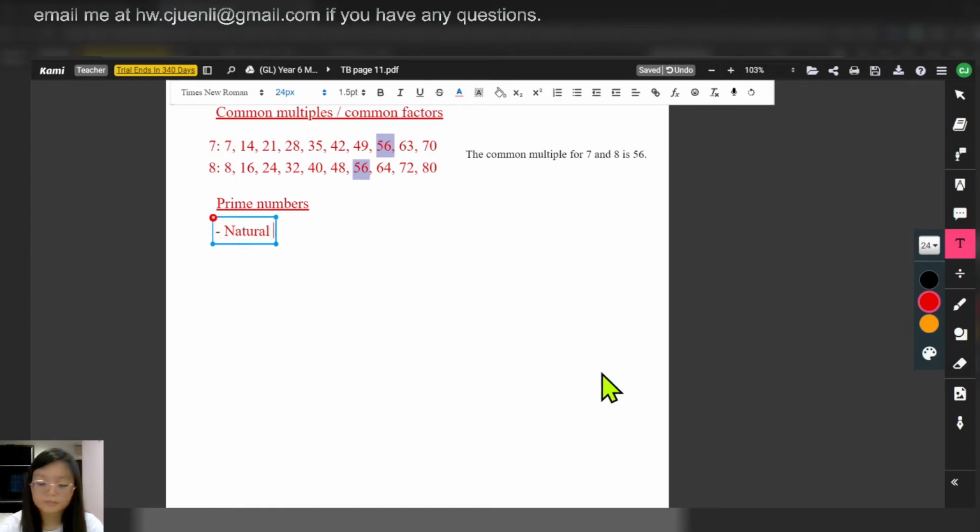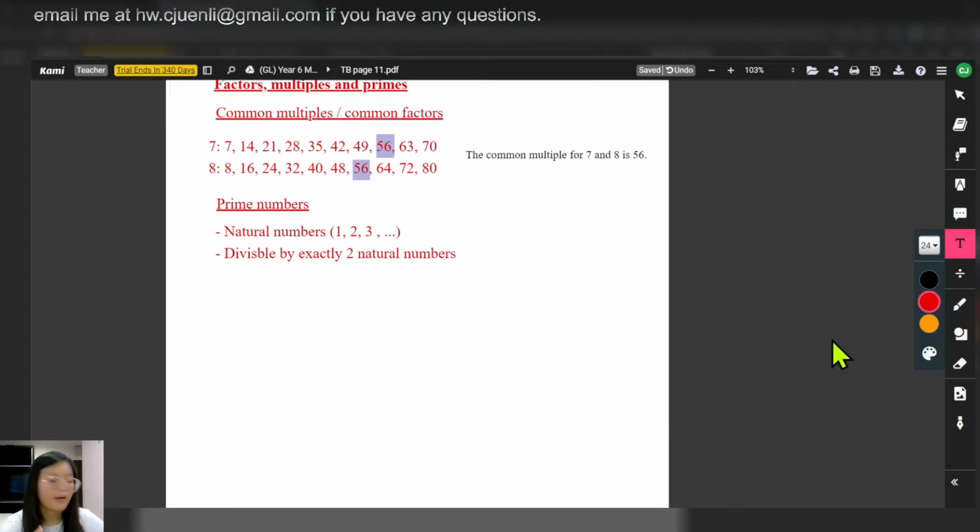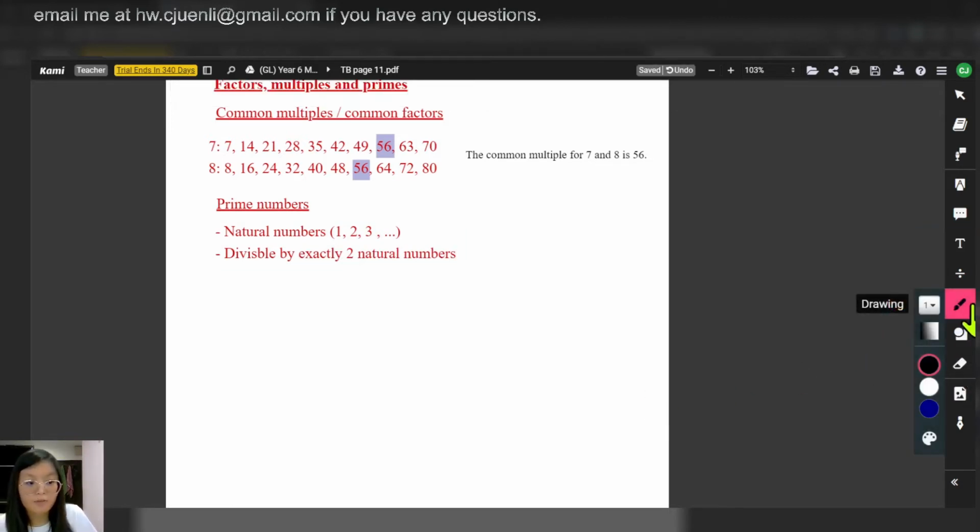Natural numbers, like let's say we have 1, 2, 3, 4, 5, 6, 7, 8, 9, and so on. These are natural numbers, right? We also have numbers that are divisible by exactly 2 natural numbers. I'm going to show you what's the difference right over here. Let me show you a few examples of what are prime numbers and what's not a prime number. Let us look at the first natural number, which is 1.